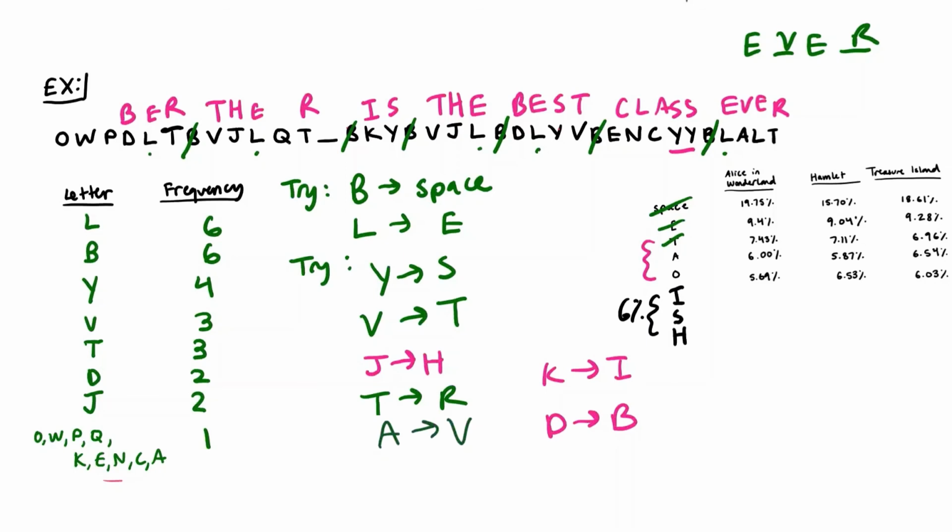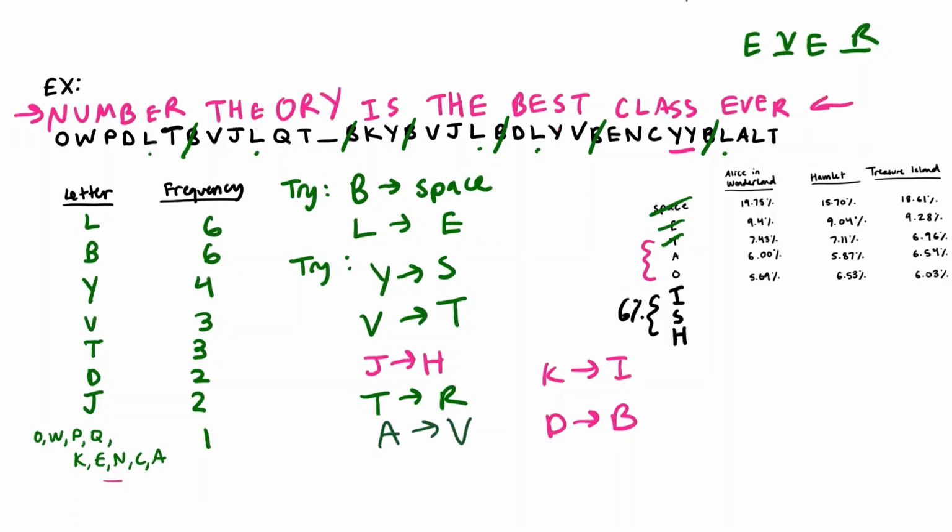Now, what we have left is here. Something "ber," "the," er is the best class ever. This has got to be a subject, and since we're in math, it's got to be a math subject. This is starting to look like "number." Number what is the best class ever? Number theory is the best class ever. So I'm pretty convinced that this is our code.